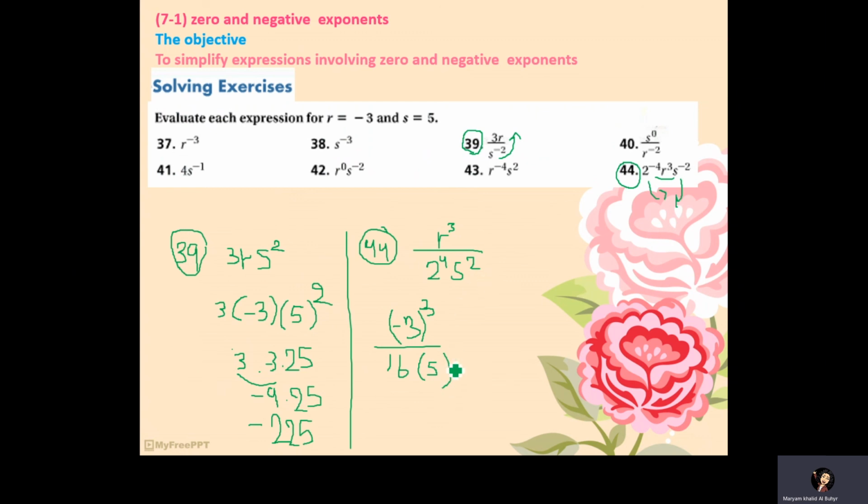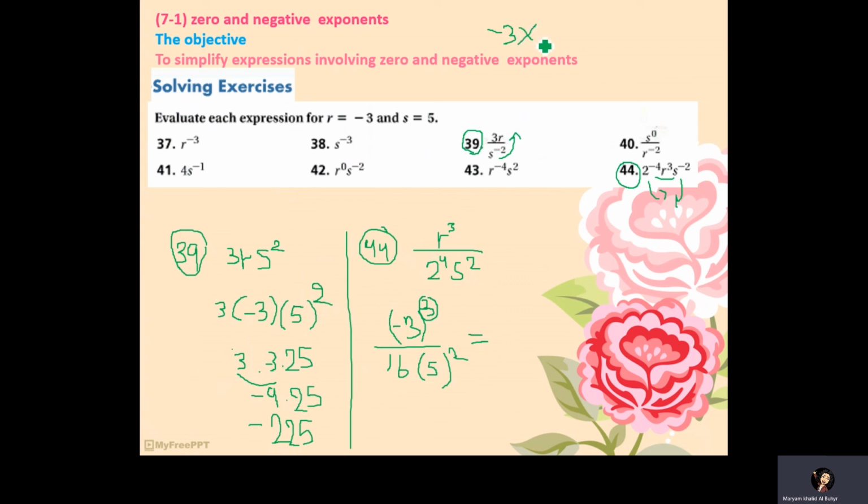So for the first one, should I remove the negative here? No, I should not remove the negative here. You have to focus on that. Why I should not remove my negative? Because it is odd power. So if you have odd power, you do not remove the negative. You know that according to the sign rule.